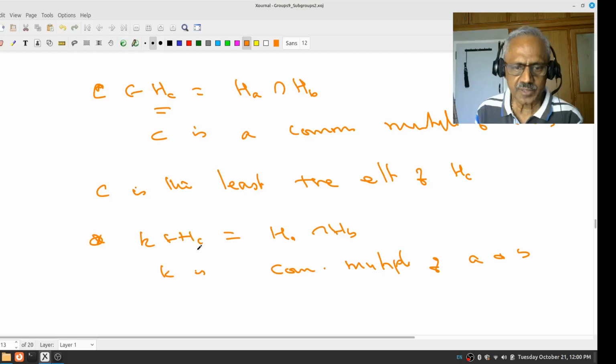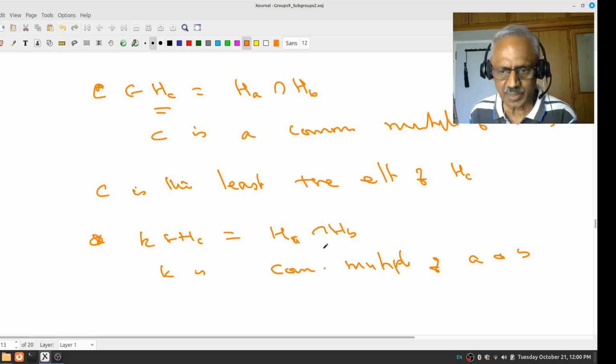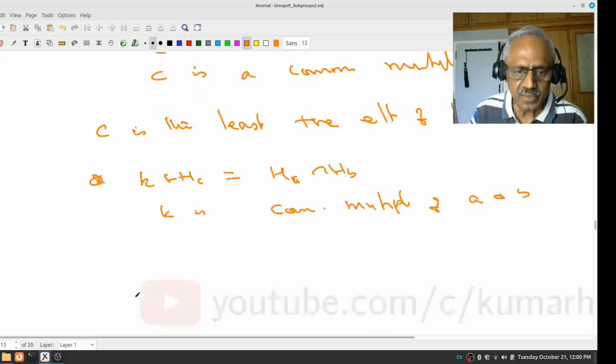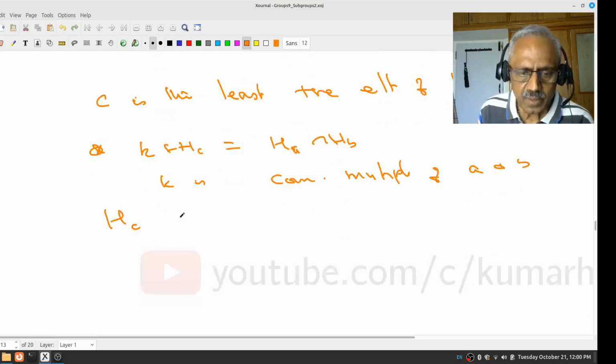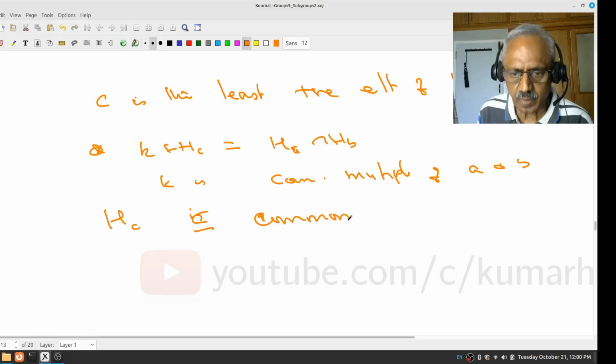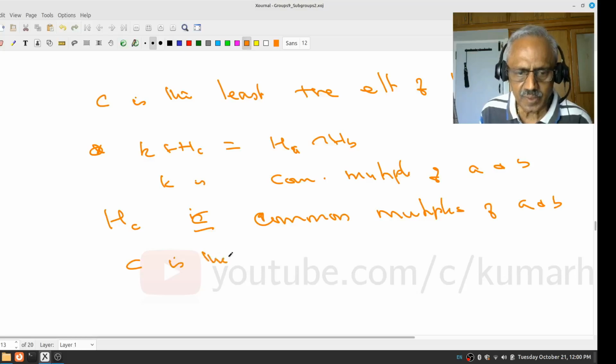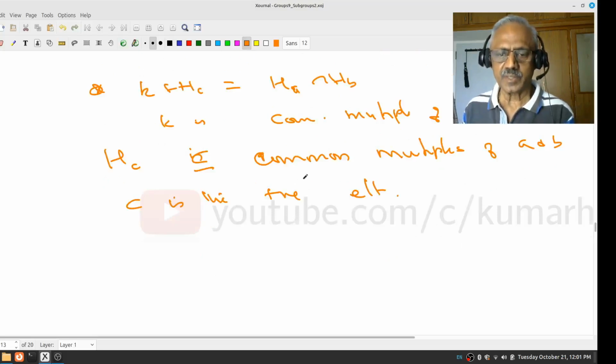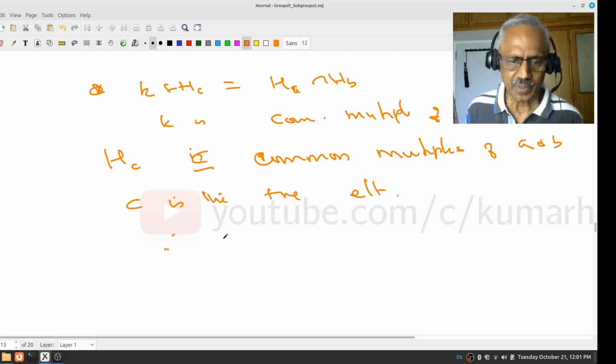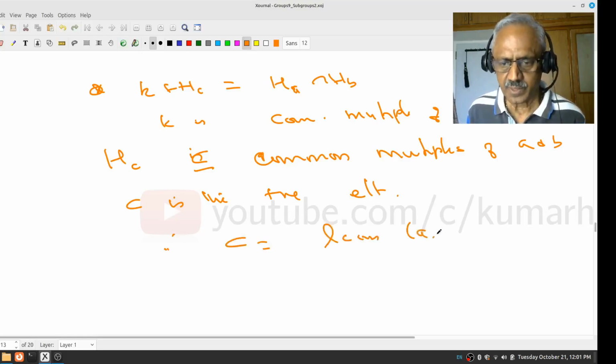Right? K belongs to HC, but HC is HA intersection HB. Therefore, K is a multiple of A, K is a multiple of B. Therefore, K is a common multiple of A and B. Therefore, HC is contained in the common multiples of A and B, right? And C is the least positive element here. And what is LCM? LCM is, among the common multiples of A and B, the least, the least common multiple. Therefore, C is nothing other than the LCM of A and B.